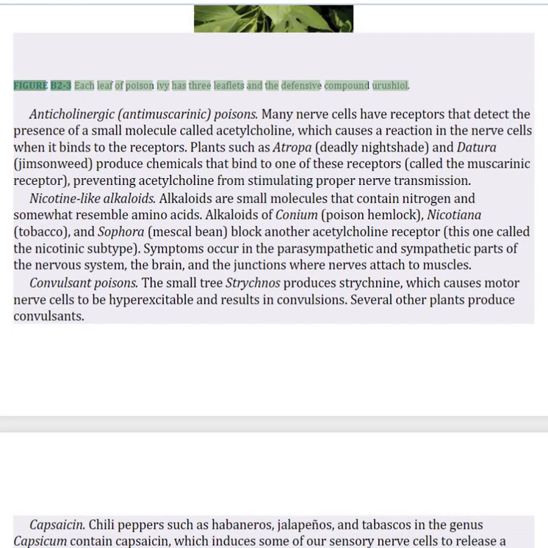Figure B2.3. Each leaf of poison ivy has 3 leaflets and the defensive compound urushiol.